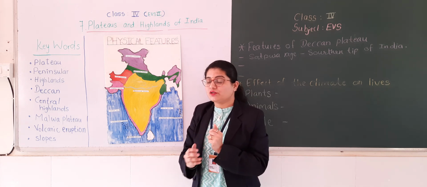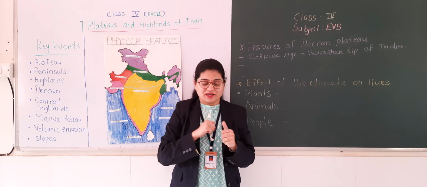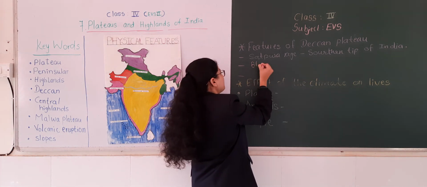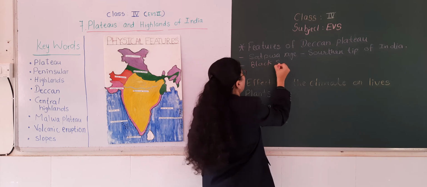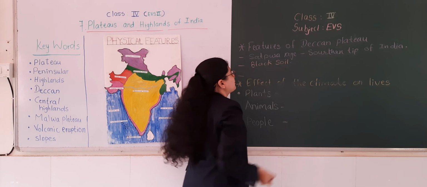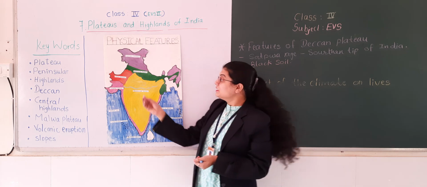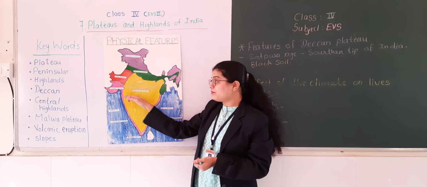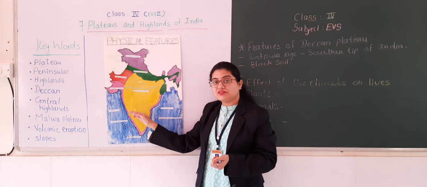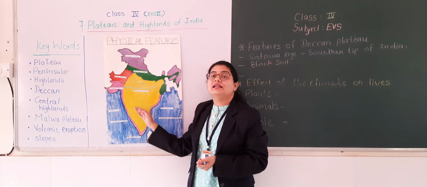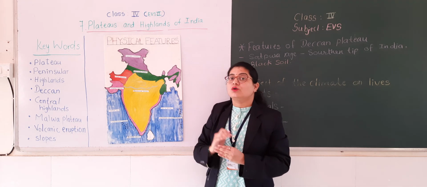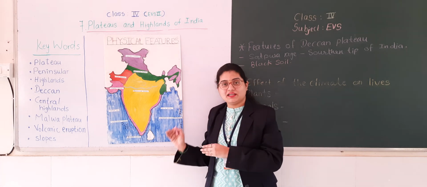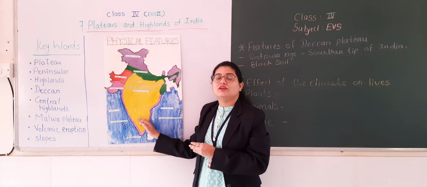So which type of soil do we get here? Yes, very good. We get black soil here. Now, as we have seen, different rivers flow through the Central Highlands. In the same way, we have different rivers which flow in the Deccan Plateau. They are Godavari, Krishna and Kaveri. These are the main rivers which flow in this region.